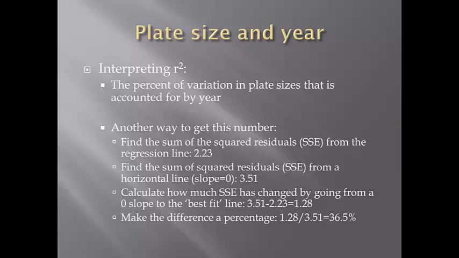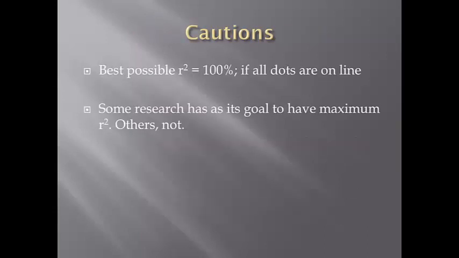The correlation and regression applet, part of the ISI set of applets, helps you through this computation by putting a horizontal line on the graph and showing you the sum of the squared error, or sum of the squared residuals, visually. The best possible R squared is 100%. This will happen if all the dots are on the line.